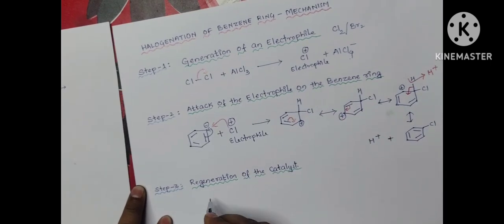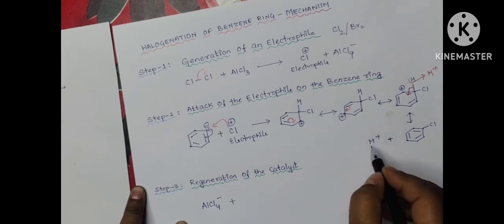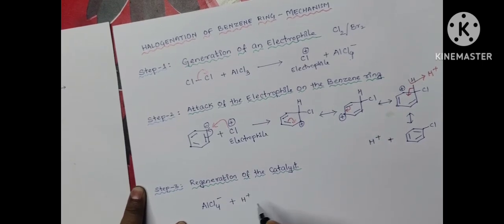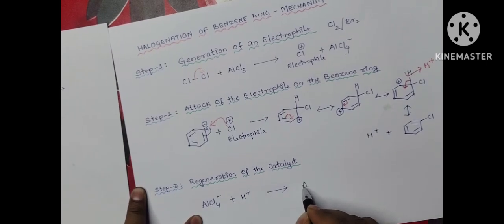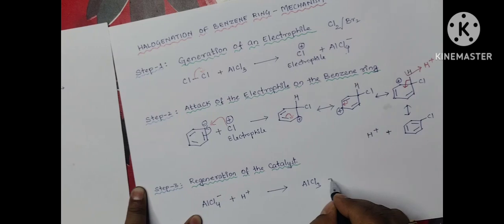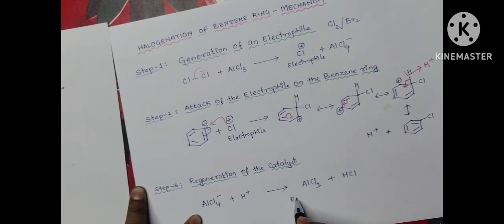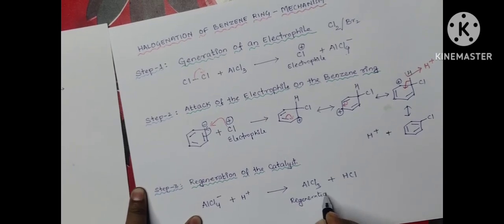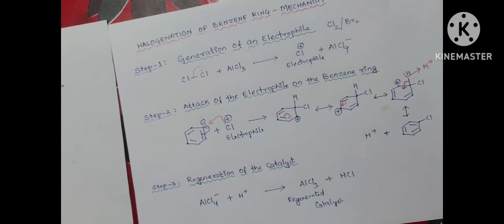How is it going to be? See here, the AlCl4 minus that we got in the first step is going to react with the proton from the second step. I think you understood, my dear. See here, it will be converted into AlCl3, and H plus will combine with one of the Cl minus to form HCl here. So this is our regenerated catalyst. Okay, so this is the mechanism of halogenation of the benzene ring.